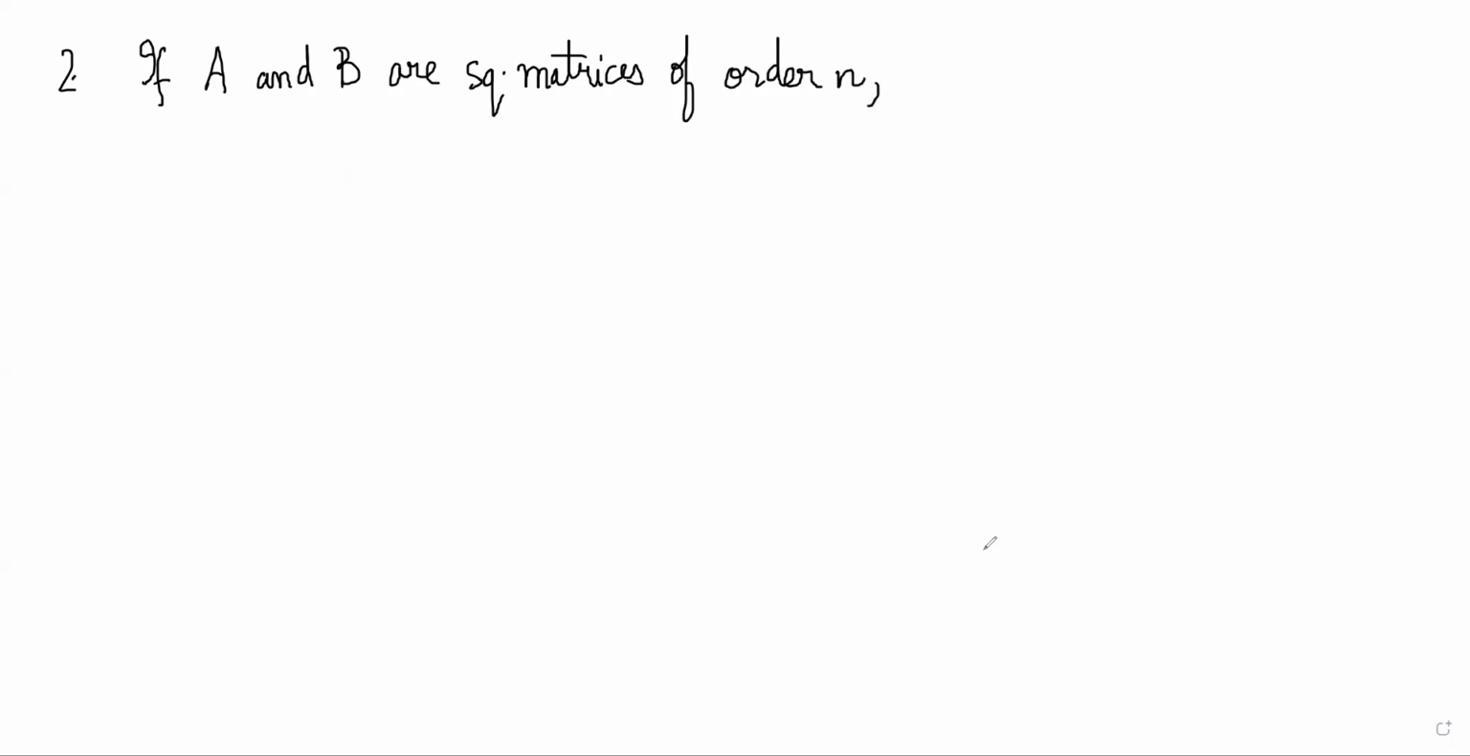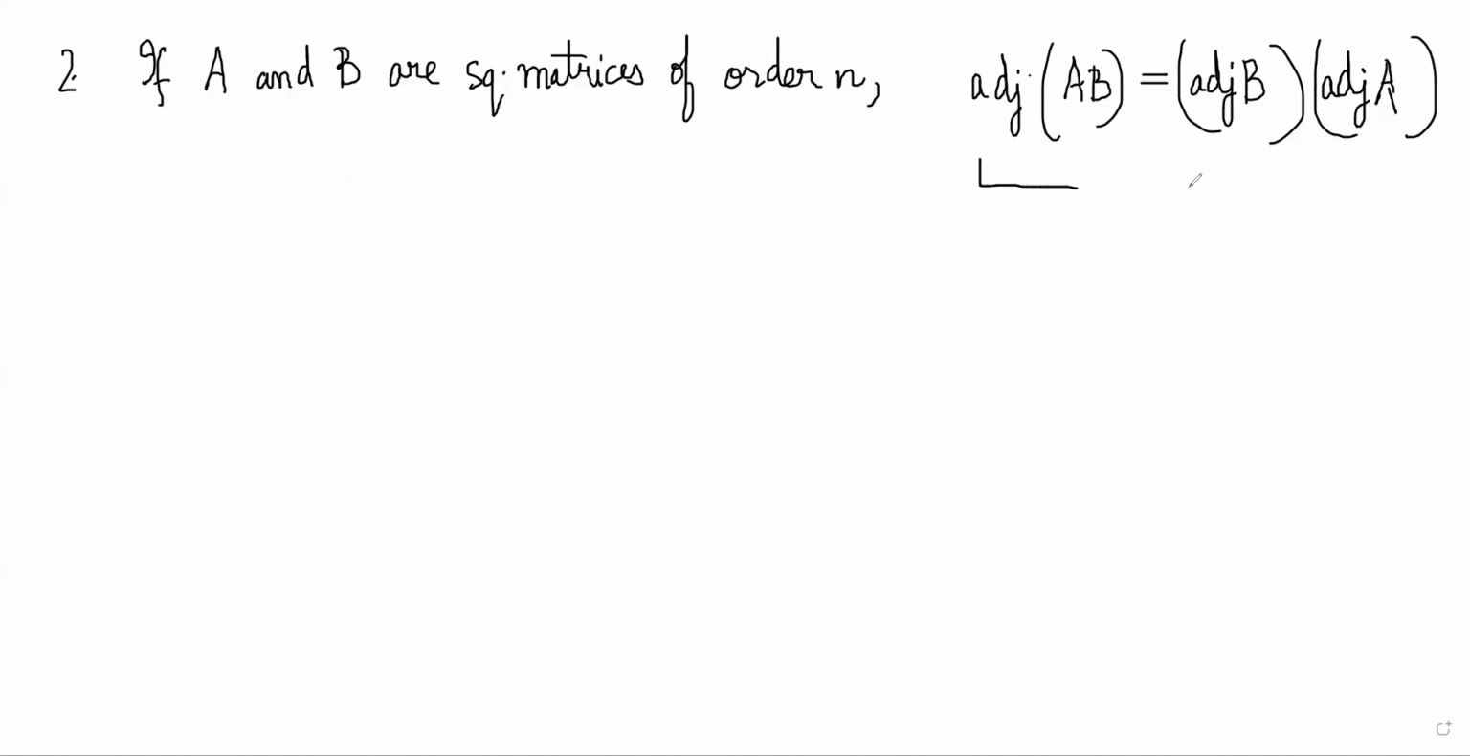The next property is: if A and B are square matrices of order n, then we can say that adjoint of AB is equal to adjoint of B times adjoint of A.